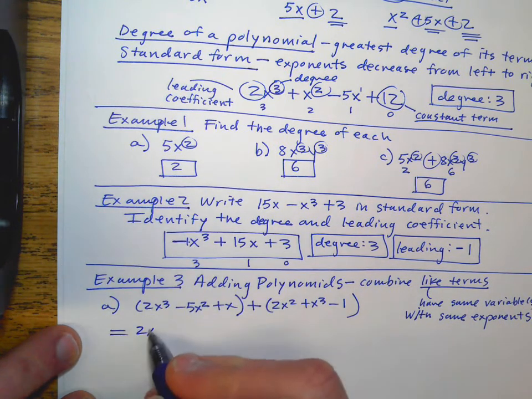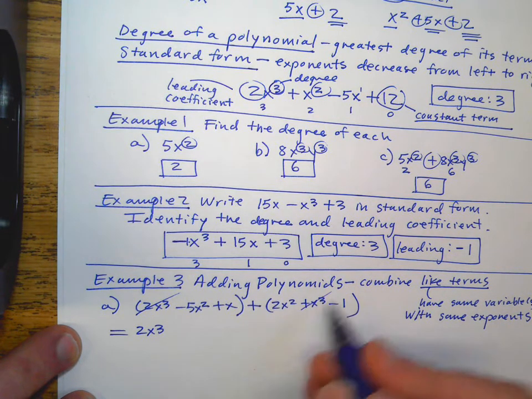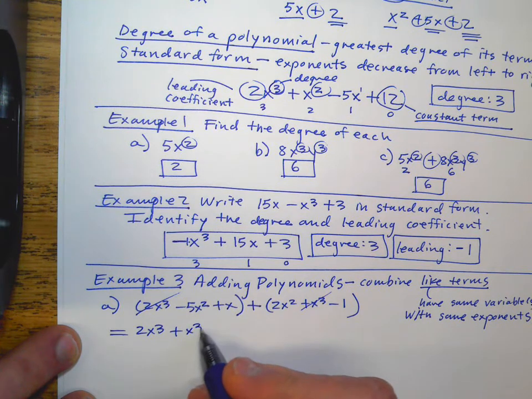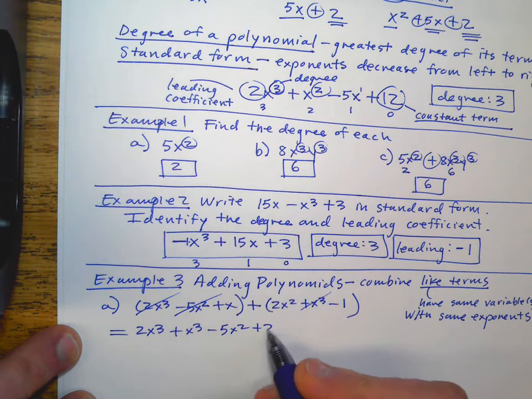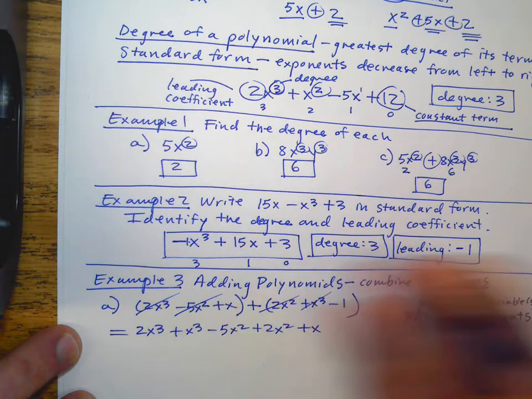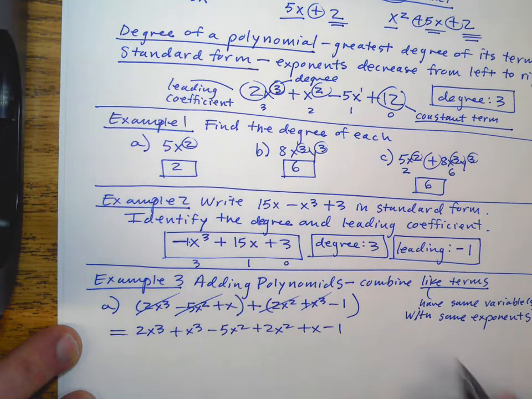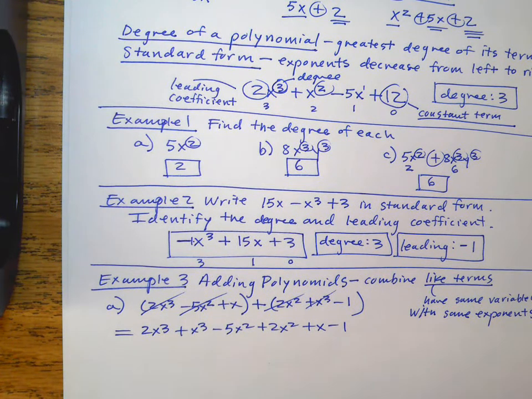So 2x cubed, and I'm going to cross them off as I go so I don't accidentally skip one or something. Plus x cubed, okay? Then minus 5x squared, and then plus 2x squared. Those are like each other. And then plus x, and then there's no other x terms, and then minus 1. So we're also going to have it in standard form by the time we're done. So that will be nice.